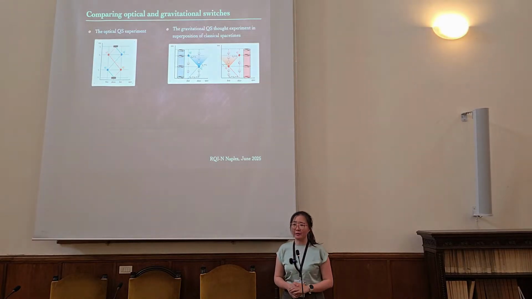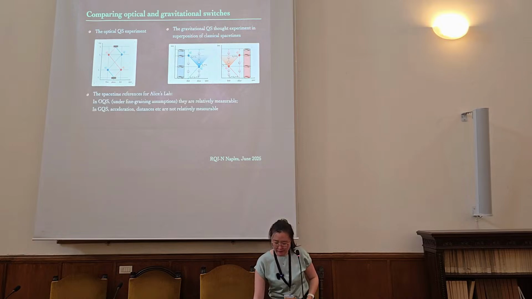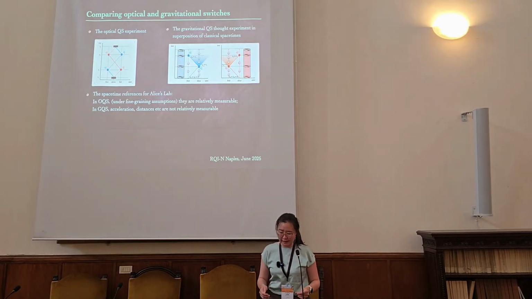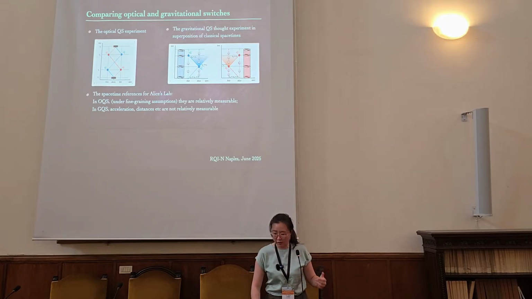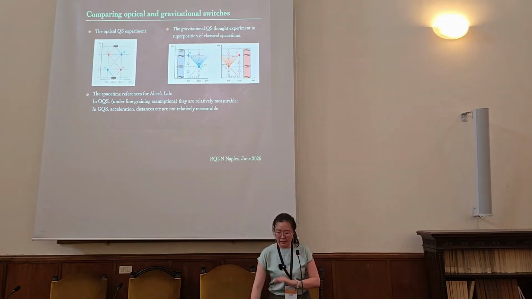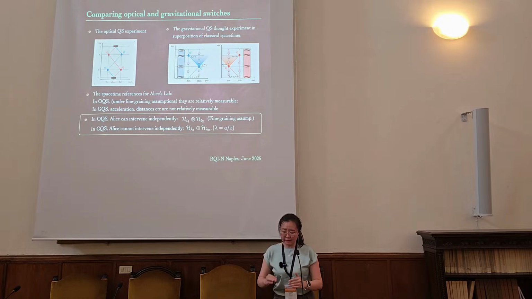Okay, so now let's come back to the optical and the gravitational switch. The physical reference for Alice, under the fine-grained assumption, which means I can look at the clock in the lab, is relatively measurable in the optical switch. However, a similar space-time reference, such as acceleration or relative distance from the mass, is not relatively measurable for the gravitational switch. Moreover, most importantly, under these assumptions, Alice can perform independent interventions based on the clock time.